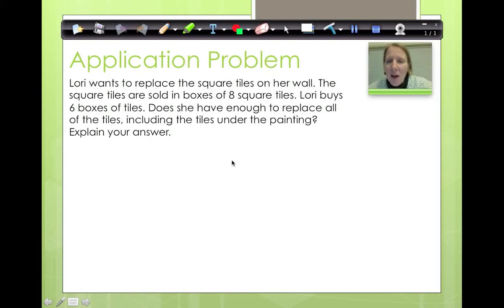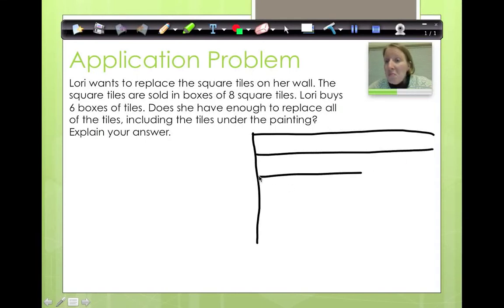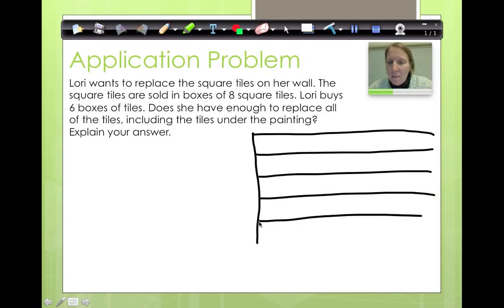Now, have you ever had a bathroom or been in a bathroom where the entire wall is tiled? This is kind of like Lori's, maybe like Lori's bathroom. Often bathrooms are like that. Not sure why, just what people think need to go on bathroom walls, I suppose. Okay, and then this is what her wall looks like.